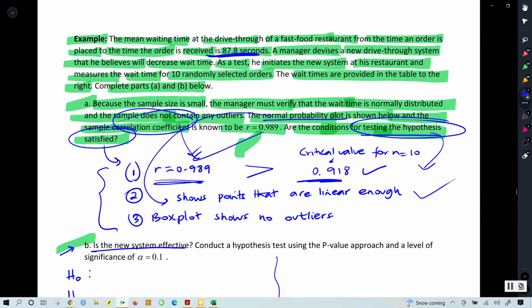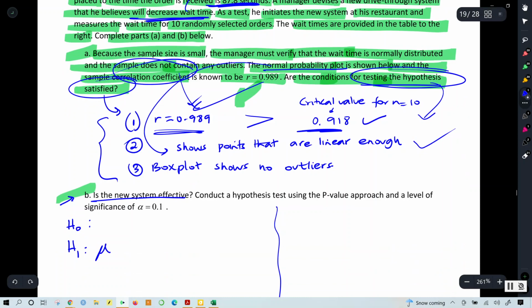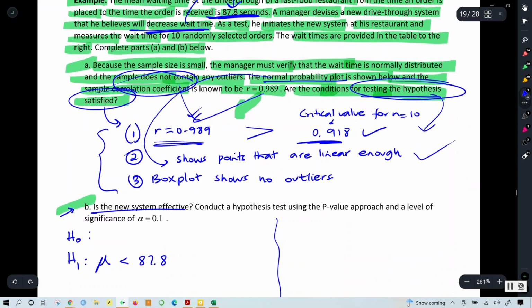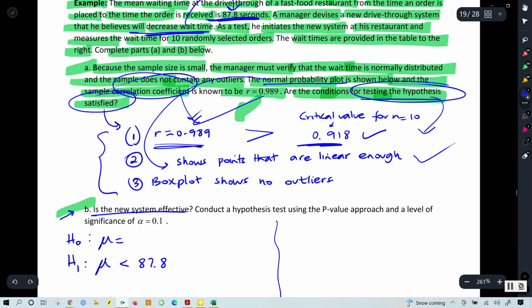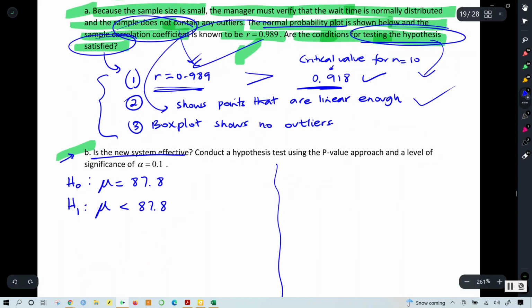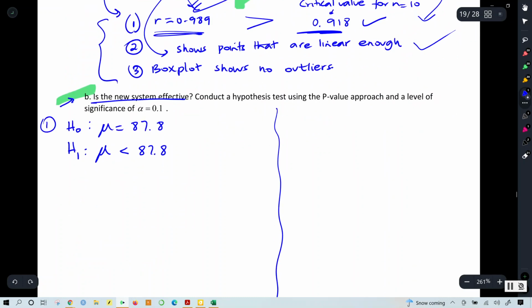Well, this manager would like to check if it has become effective. That means, has it decreased compared to what it used to be? So we want to see if the mean wait time has decreased from 87.8. So the null will be, it is still at 87.8. So again, we need to find, that is step 1.